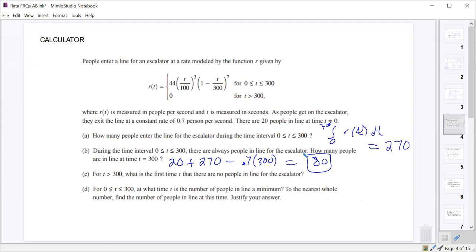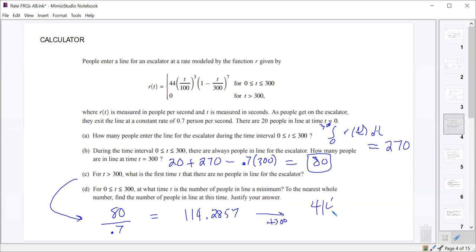All right, we want to know at what time there are no people in line for the first time after t equals 300. Well, we know that at t equals 300, there were 80 people. So how long does it take those 80 people to get in the line? Well, take 80 people and divide it by 0.7 seconds per person. And what does that come out to be? 114 point what? 2857. Is this the correct t value though? No, because we're talking about after 300. It's 114 seconds after 300 seconds. So we should add the 300 to that.